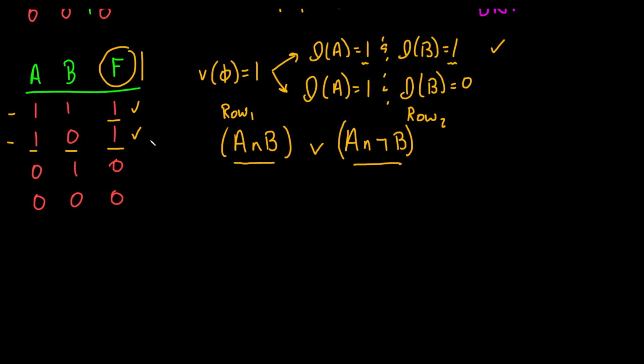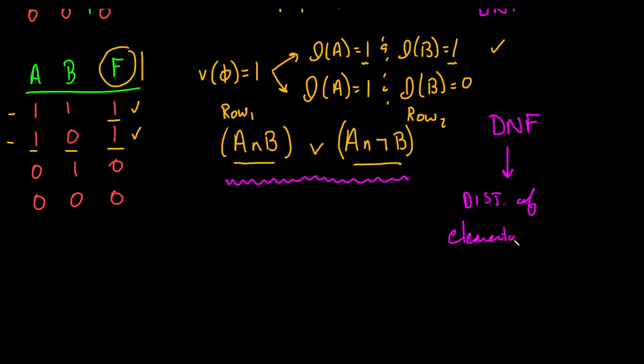Now let's look at our third case here. In our third case, we created a formula, and it's this big long disjunction. Now this formula is not an elementary conjunction, but it is in disjunctive normal form. The reason is because this formula is a disjunction of elementary conjunctions. And if a formula is a disjunction of elementary conjunctions, then it is in disjunctive normal form. So what we've done again is we've looked at this table and expressed the truth function expressed by this table in a formula.